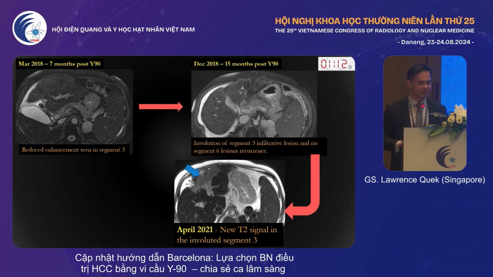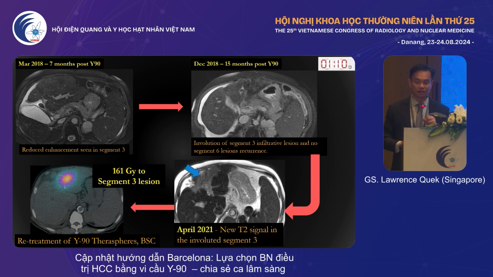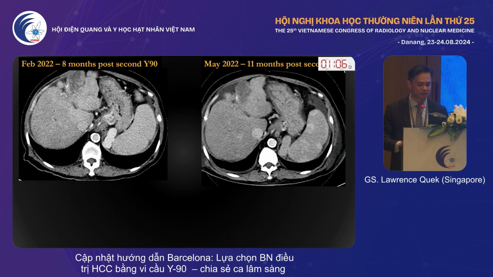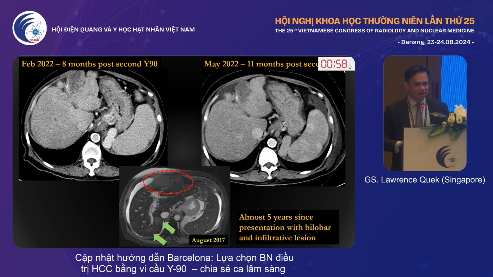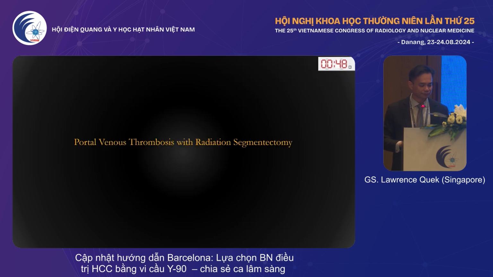So we proceeded, gamely, to retreat again and gave a reasonable dose to the segment 3 lesion. We treated with Y90 TheraSpheres. And 8 months out, and 11 months out, we could see there's involution of the lesion. And the patient presented in 2017 with this appearance. 5 years out, and we are able to provide that increase in prognosis for this patient.